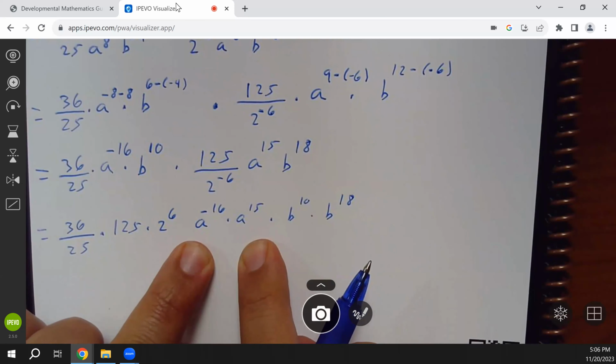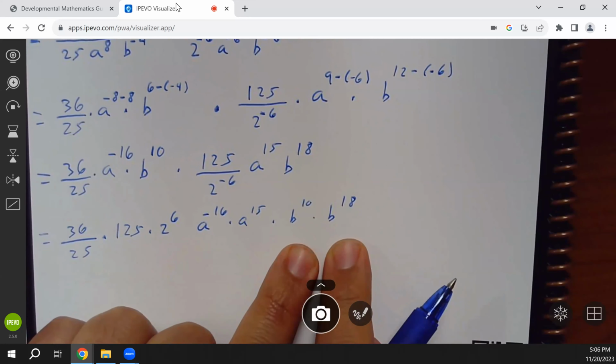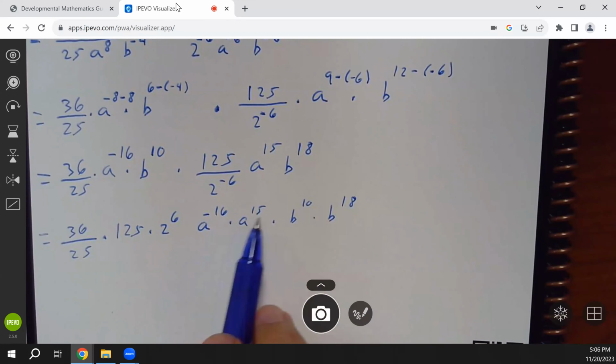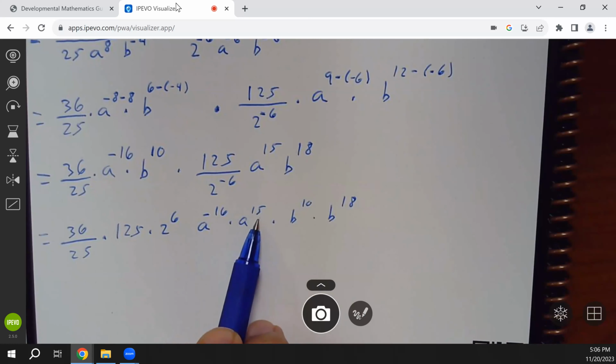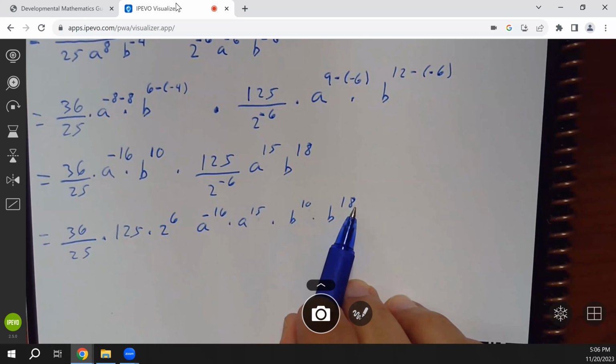So these are products. All you've got to do is add the powers, and we're pretty much done. So negative 16 plus 15. 10 plus 18, right?